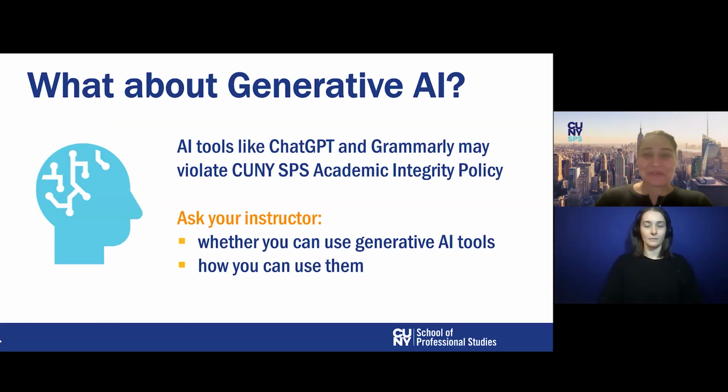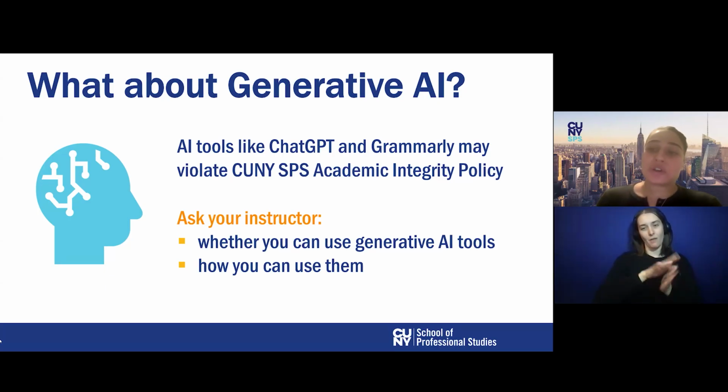And now I know what's on everyone's mind: what about generative AI? Because that's a pretty spicy topic these days, right? So using AI tools, and there's a range here. We might mention ChatGPT, OpenAI, Grammarly. I know there are more out there, Claude, which can help you generate ideas, find sources, and or write or edit your assignments. This also may violate the CUNY SPS academic integrity policy.